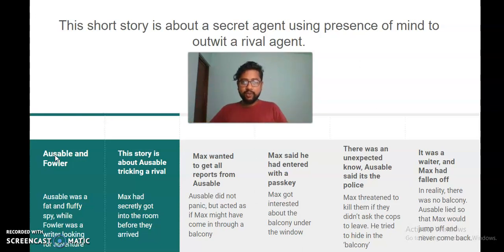So Ausible was supposed to get some report, some information, some piece of paper inside that room that night, and that's a hotel room. But as Ausible and Fowler walked inside the hotel room, they suddenly saw Max was already there with a gun, and they got scared. Max wanted the information that Ausible had. Ausible was very smart. He did not say that he was not going to give it to you. He did something else. And this is the story. It's a very short story.